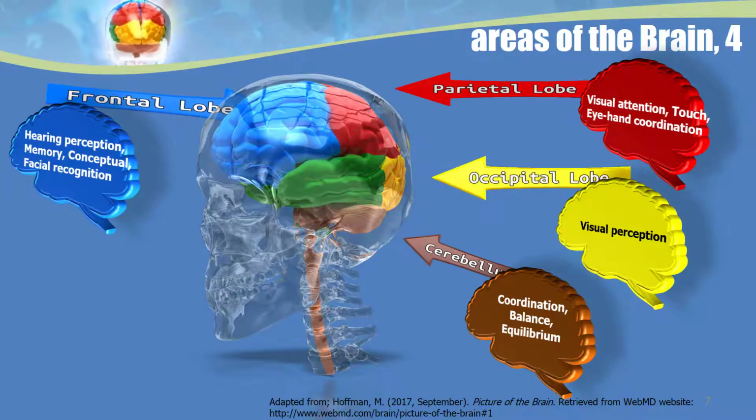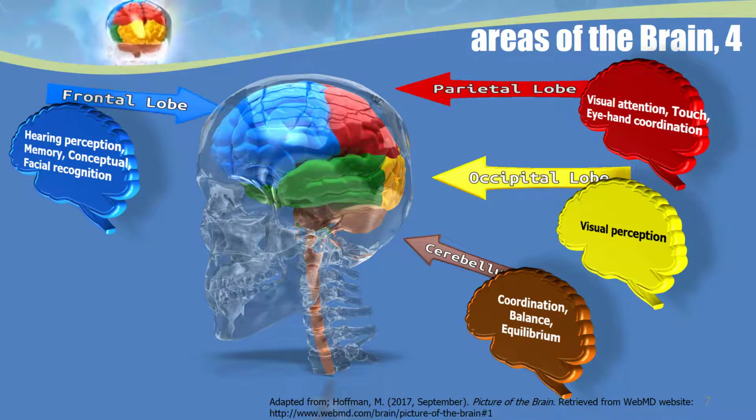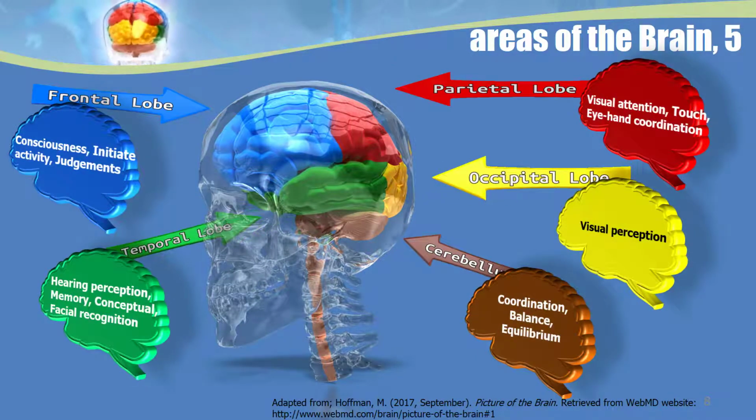The frontal lobe is near the front of the head, right under the forehead. The primary functions are consciousness, how we know what we are doing, initiating activity, and making judgments. The temporal lobe is on the side of the head, above the ears. The primary functions are hearing perception, how we process the information we receive with our ears.